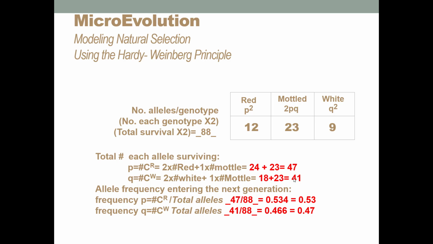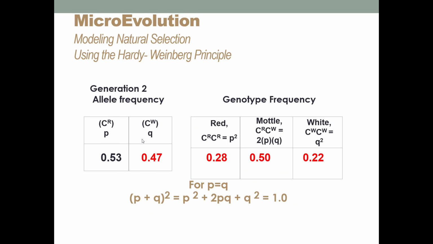You do the same thing for white, and there's 41 surviving white alleles in this population. Then you divide them by the total number of surviving alleles to get their proportion. In this case, 0.53 for red and 0.47 for white. Then you plug those numbers into the next generation.